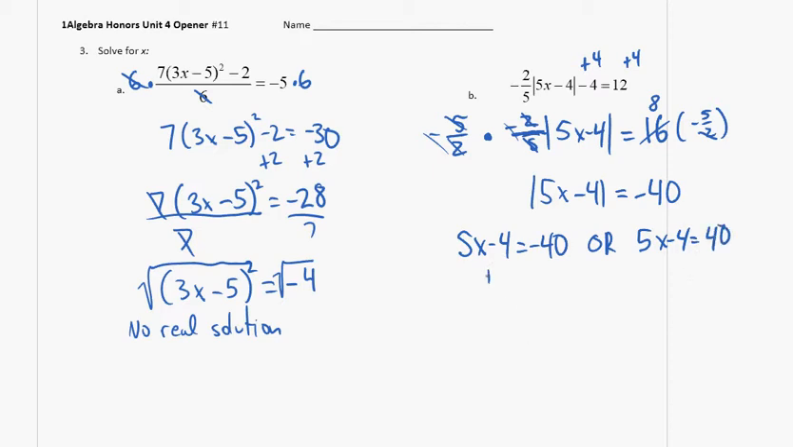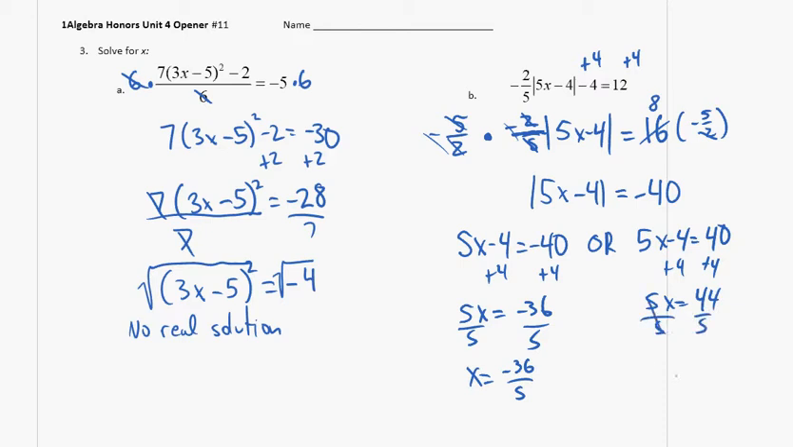So I'll just add 4 to both sides, and I get 5x equals negative 36, and divide by 5, and I get x equals negative 36 fifths. Or add 4 on both sides, I get 5x equals 44, divide by 5, and I get x equals 44 fifths. And you say to yourself, oh great, I did the problem and I got the two answers and I'm right. But you actually did not.